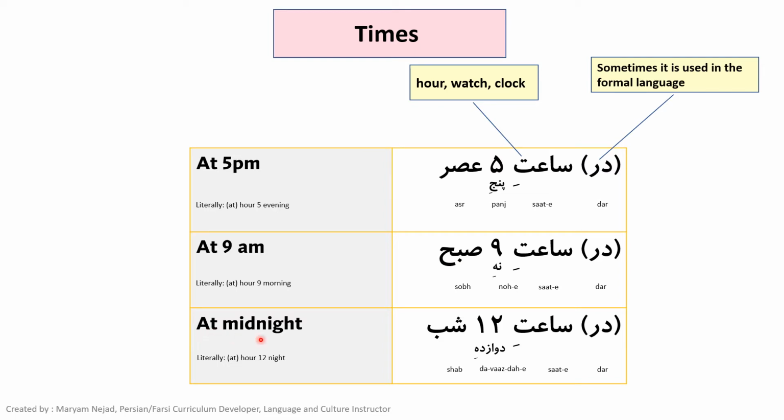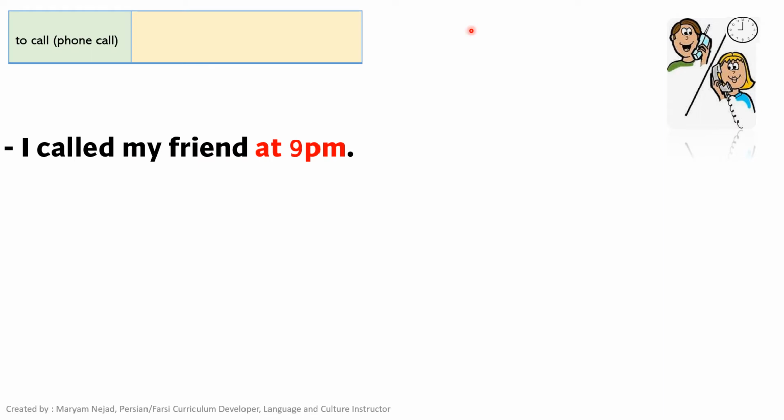Next one, for example, at midnight. Again, that is optional and it's used in the formal language. So در ساعت 12 شب, or without در, ساعت 12 شب. And again, in Persian, we also don't have a word for midnight. You have to specify it. You have to say 12 night. So let's take a look at a few examples. Once you see a few examples, then we can understand it better.